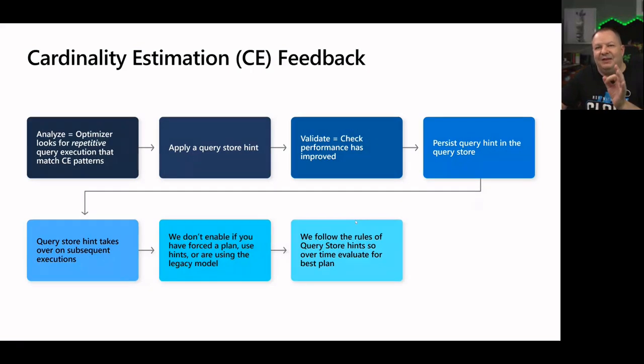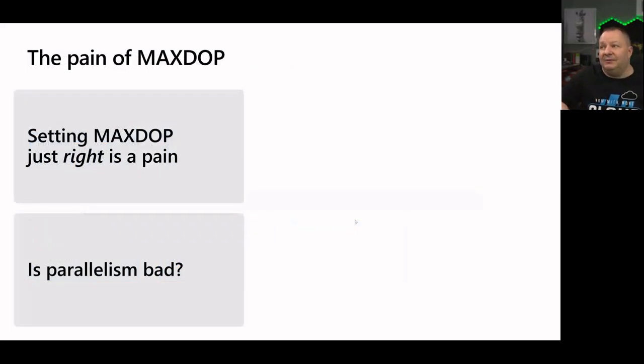So the thing we're going to be focusing on today for demonstration purposes is the degree of parallelism, the DOP feedback. So what do we have here? Well, the age-old problem of MAXDOP, maximum degree of parallelism, has been: what's the optimum value I need to have?